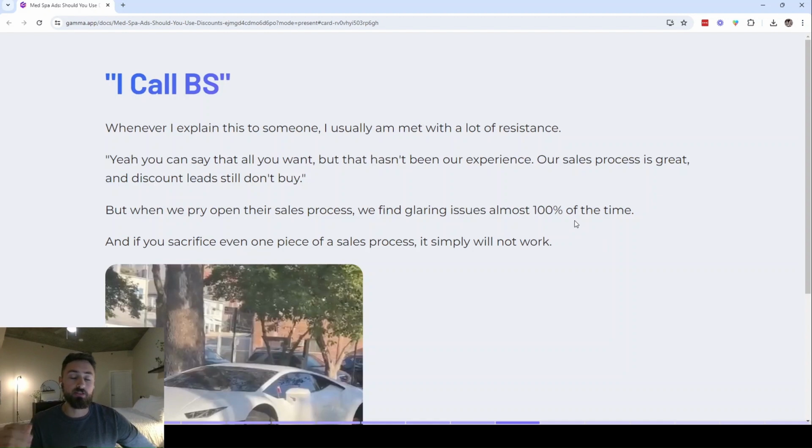And I can already hear people saying, oh, I call BS on this, right? Because whenever I explain this to someone, I'm usually met with a lot of resistance, right? I can hear people saying, yeah, you can say that all you want, but that hasn't been our experience at all, right? Our sales process is great. And anytime we run discounts, the leads still don't buy. But when we actually pry into their sales process and pick it apart piece by piece, I always find some kind of glaring issue almost 100% of the time, right?